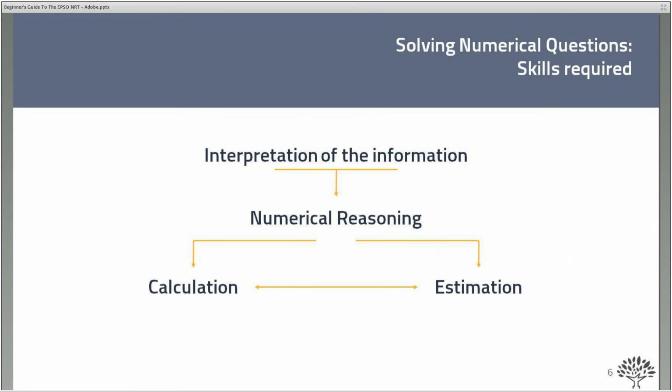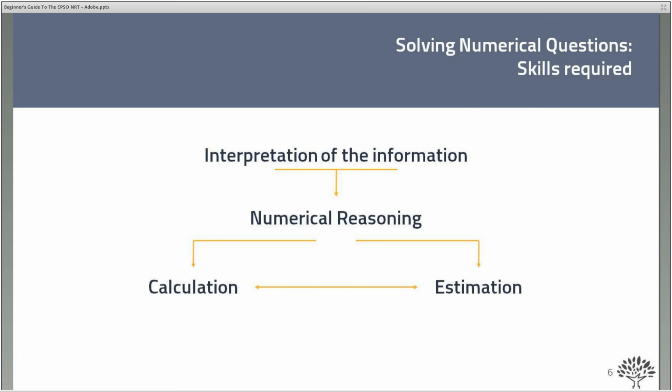So this is the model that we're going to follow for solving numerical reasoning questions. We're going to talk through this model this evening. We're going to start by interpreting the information. So there'll be information on screen. What can you get out of it? What do you need to know?